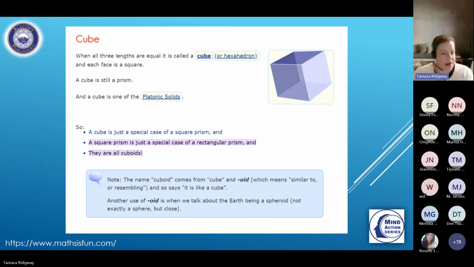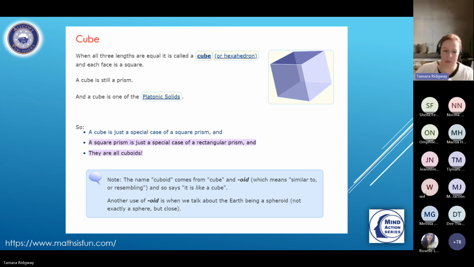And so here, for anyone that is interested, a cube, also called a hexahedron. That's a fun lesson. When you start getting students to pronounce all the hedrons, and 100 sides, 200 sides, 12 sides, it's just lots of fun if you want to go down that rabbit hole. A cube is still a prism, and a cube is one of the Platonic solids. We're not getting into that, but there we go.